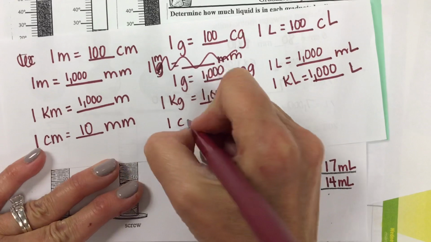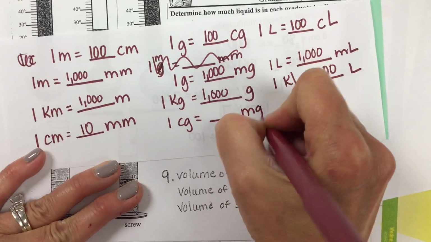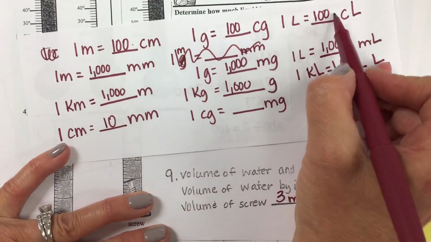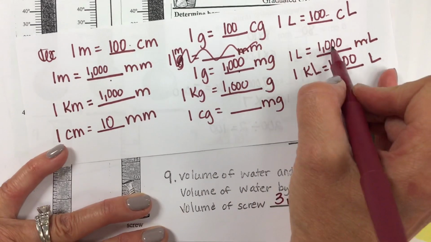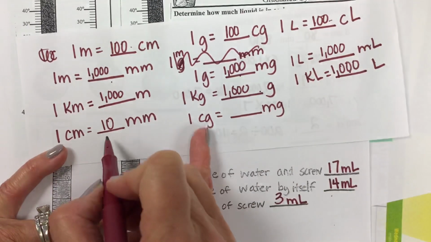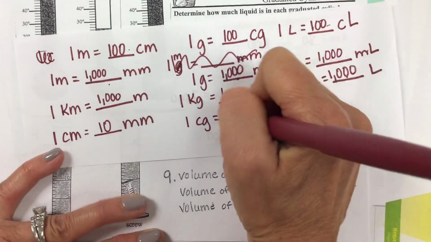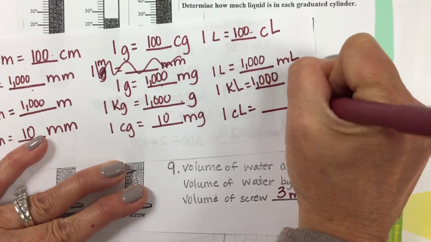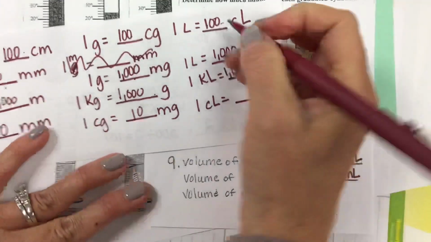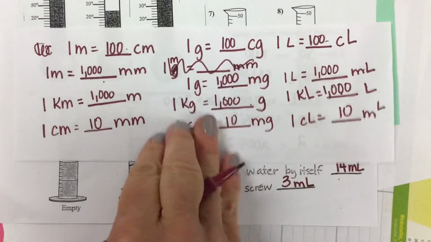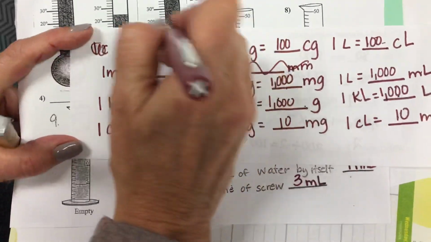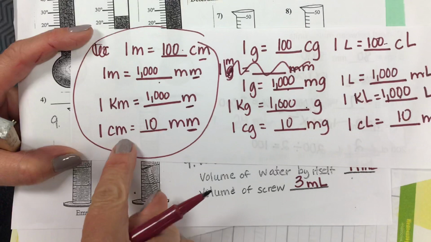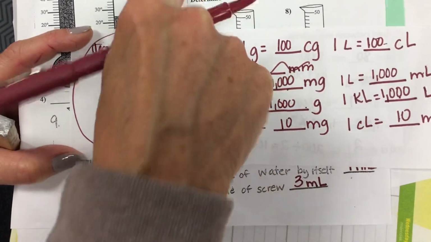Okay? 1 centigram is how many milligrams? Guys, look. It's 100, 100, 100. 1,000, 1,000, 1,000. 10, what do you think that should be? 10. Okay, and then 1 centiliter is how many milliliters? 10. Okay, you have to know these. You really only need to memorize these. And then remember, it doesn't matter what this letter is. It could be M, it could be G, or it could be L, and the conversion is the same.